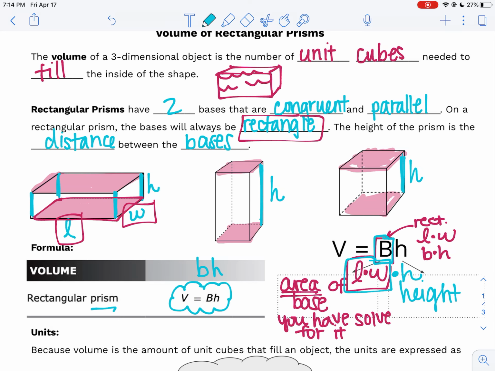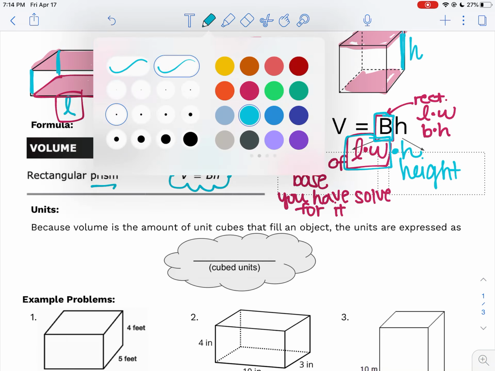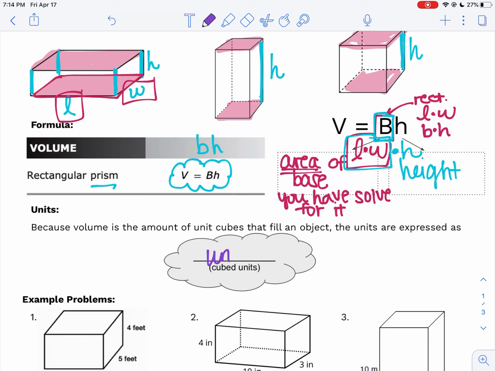since that means you're finding the area of the base. Now let's talk about the units real quick. Because volume is the amount of unit cubes that fill an object, the units are expressed as units cubed. So units with a 3 above it.